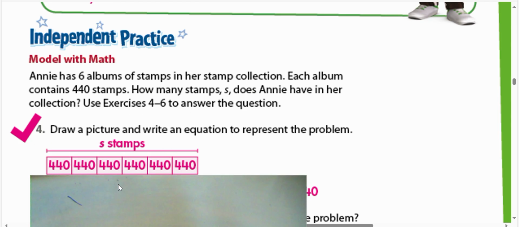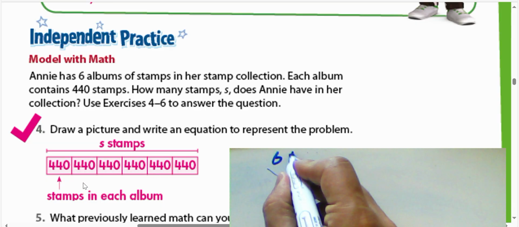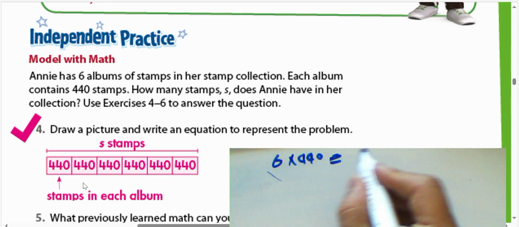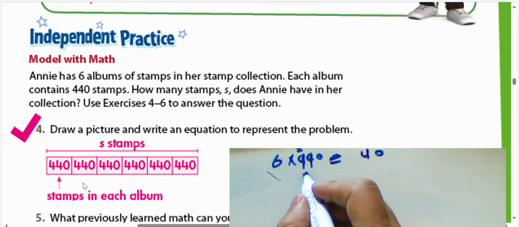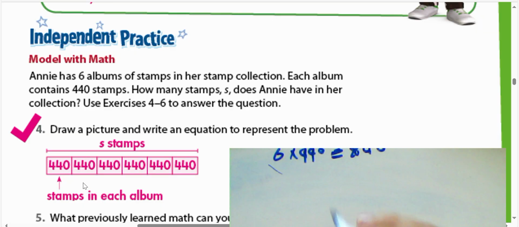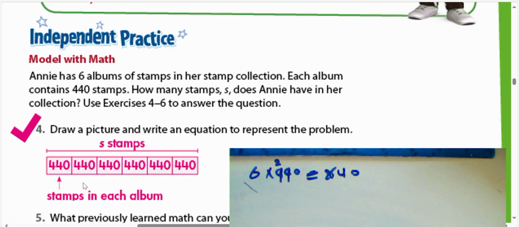We can use this rectangle and divide it into 6 parts. Each part contains 440. You can write 6 multiplied by 440. On the right hand side, 0 times 6 equals 0. 4 times 6, 24. Write 4 and carry 2. 4 times 6, 24. 24 plus 2 equals 26. The result will be 2640. Okay.